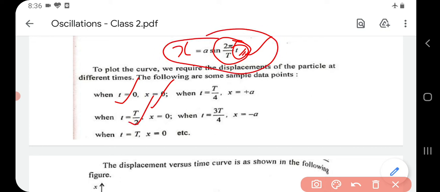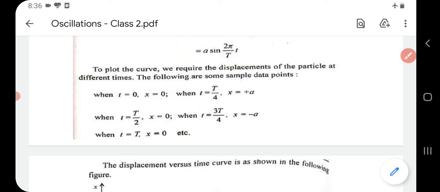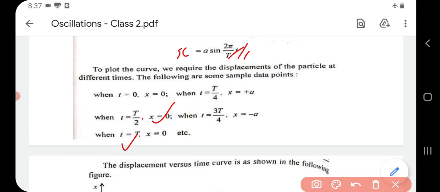Now put the next value for t in this equation, that is t equal to T by 2. Put this value of small t equal to T by 2 in this expression. Then what will be the value of x? It will be 0. So just substitute and look. Now when t is equal to T, the T will get cancelled. Again the value of x will be 0. Now put t equal to T by 4. Then you will get the value of plus a. When t equal to 3T by 4, the value of x will be minus a.